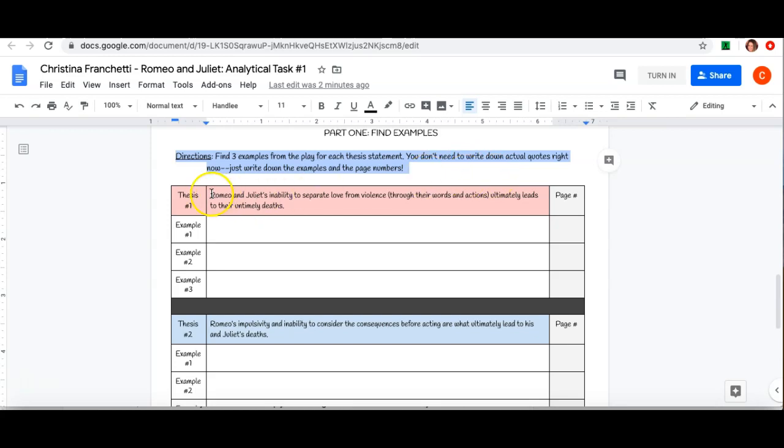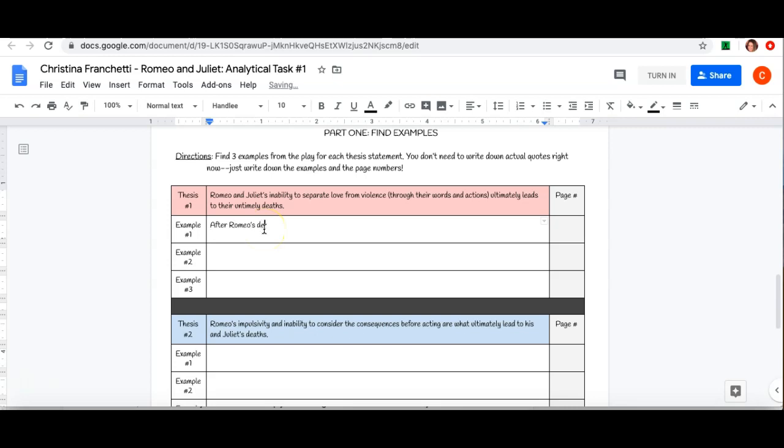So, the first thesis statement: Romeo and Juliet's inability to separate love from violence through their words and actions ultimately leads to their untimely deaths. Now, we've talked a lot about how Romeo and Juliet tend to be a bit dramatic, right? And what this thesis statement is essentially saying is that the two of them, because they went too quickly, are ultimately responsible for their deaths.